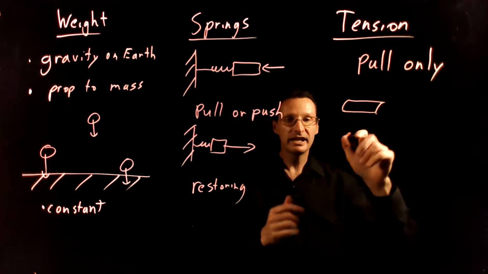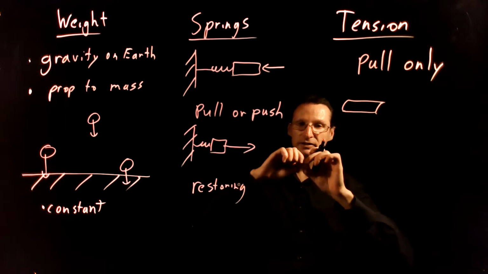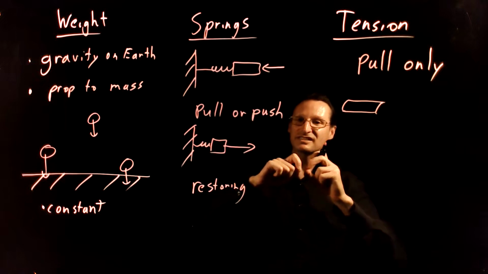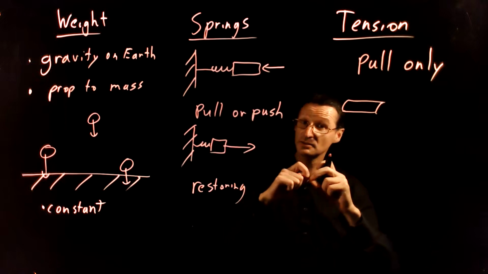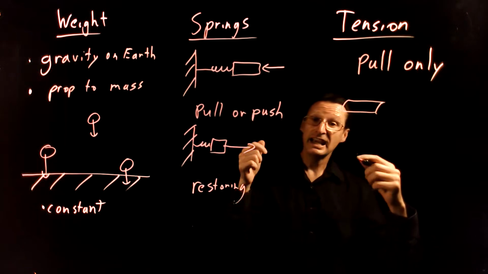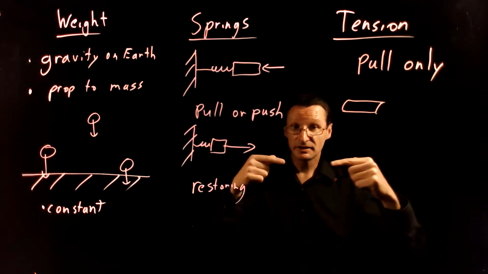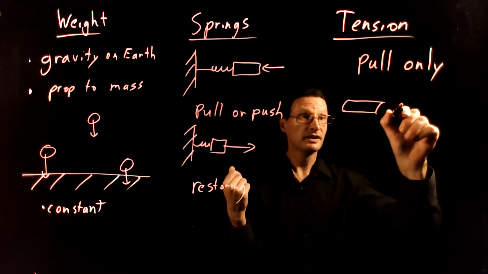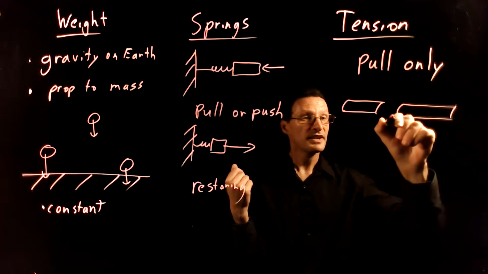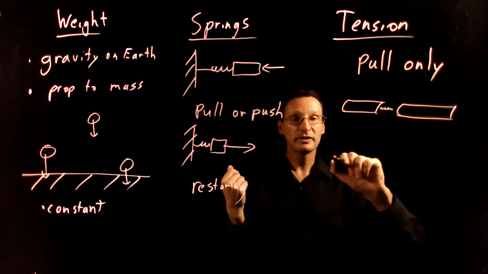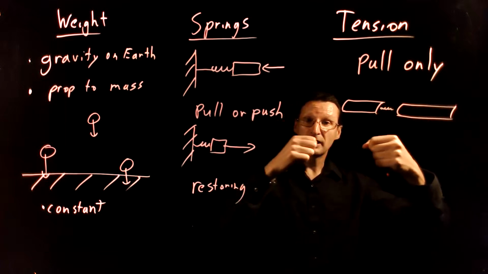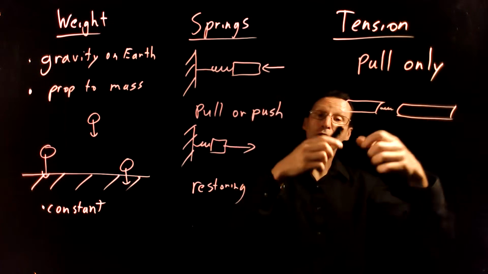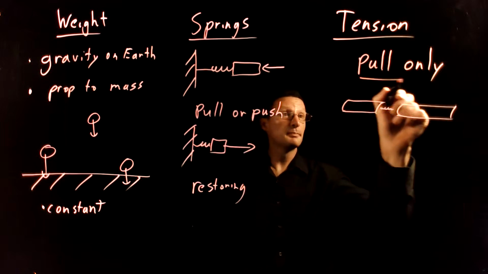The rope is made up of molecules, and those molecules are attracted to each other. Those molecules want to be just the right distance from each other. So if they get too close, they start to push each other away. And if they get too far apart, they start to attract each other again. Well, that's exactly like what we've talked about with springs here. So you can imagine inside the rope, there's molecules, and they're connected with springs. And if you stretch this too much, then those springs will pull back. So it's a pull only.